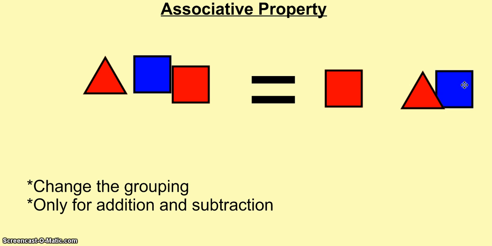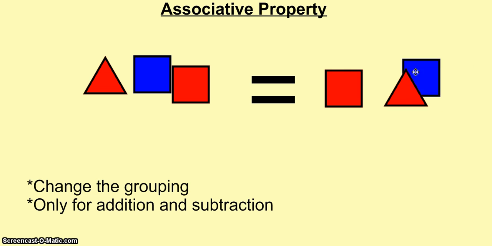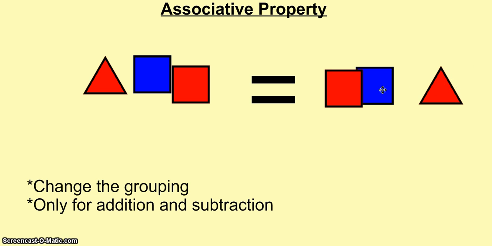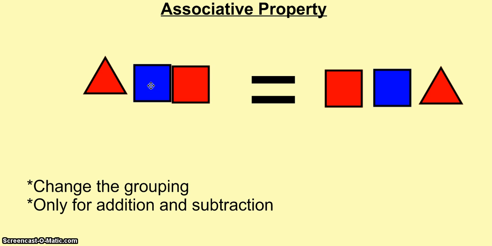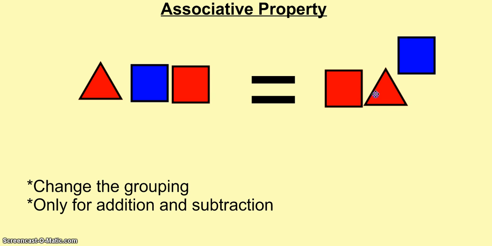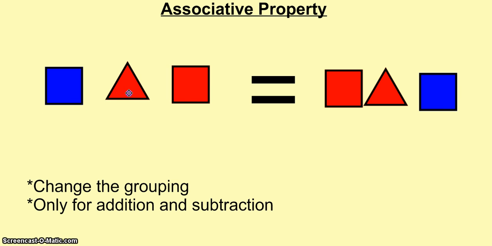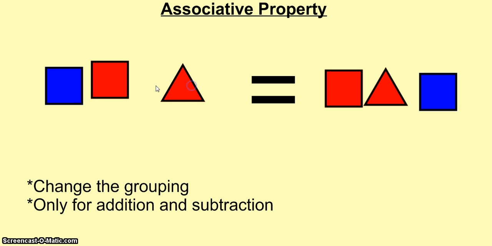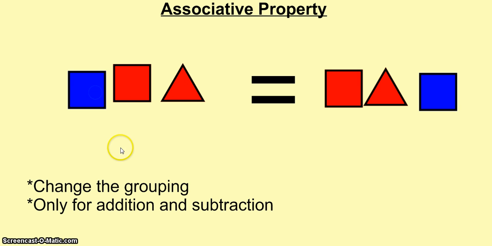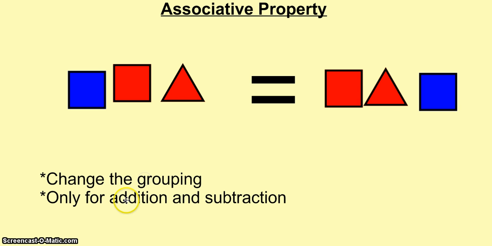So it doesn't matter in what order I have them, I will still have the same values, and they will still be equivalent no matter what the position is. So when I add or multiply these shapes together, I will still get the same on both sides of the equal sign to produce equivalent expressions. Okay. So no matter however I change these shapes, I will still get the same value. All I'm doing is changing the grouping. And again, this is only for addition and subtraction.